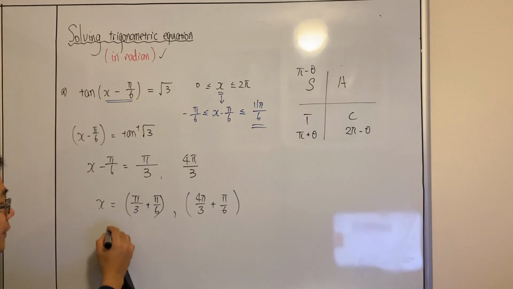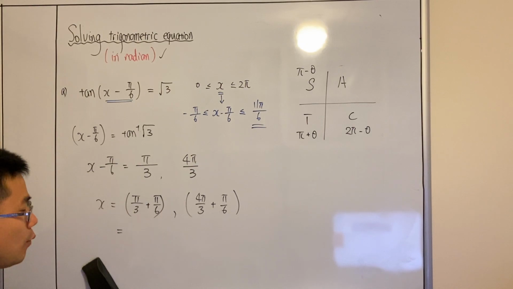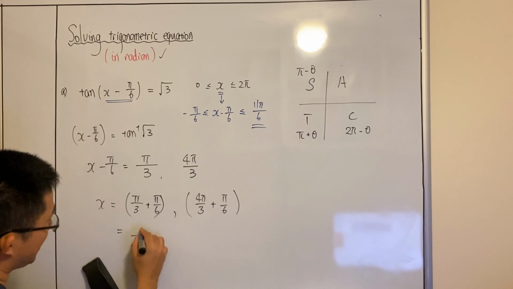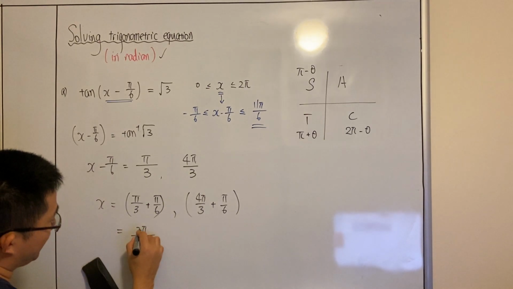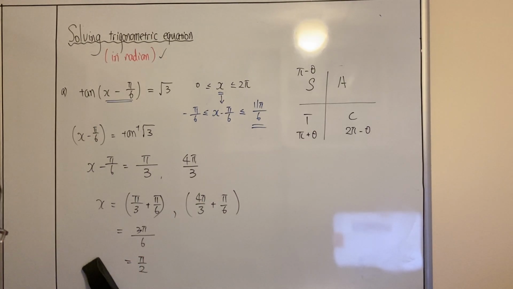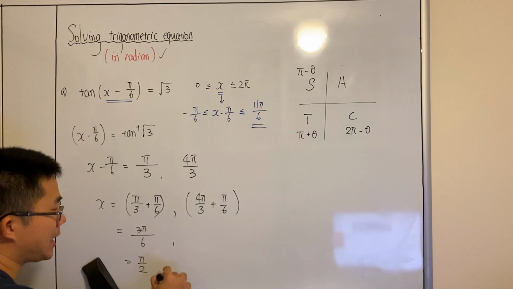So for the first one, if you add 1 over 3 and 1 over 6, make the same denominator, that will be 6 here and that will be 2 pi. So it will be 3 pi on 6, and that's equal to pi on 2. That's the first answer here. And then the second answer is this one.